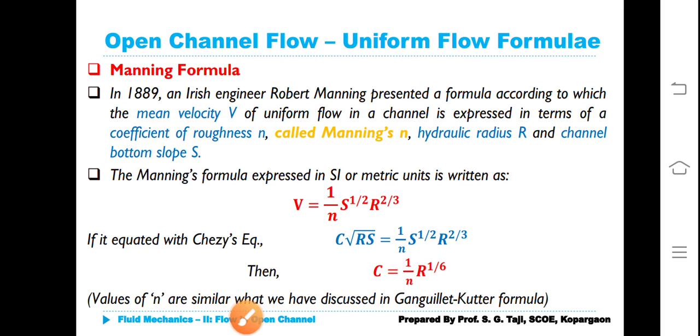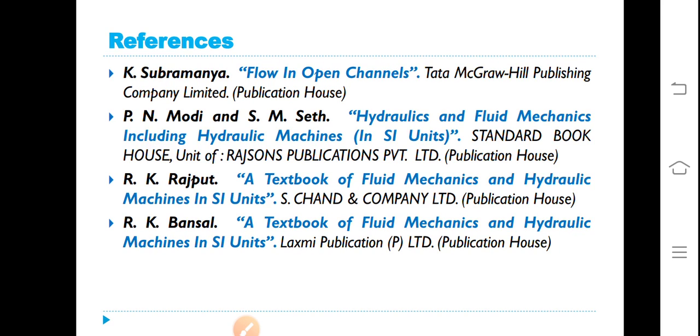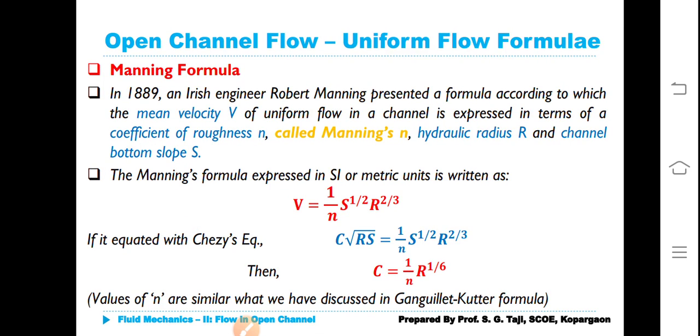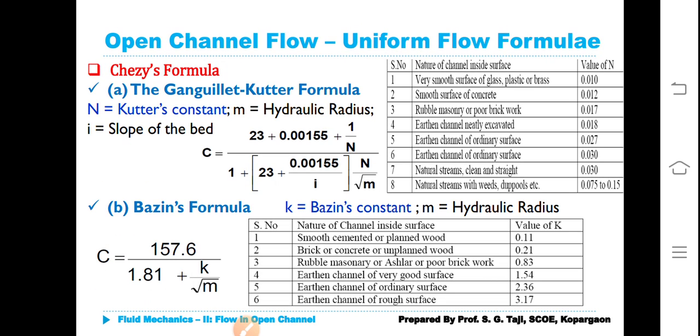The values of n, Manning's constant, are similar to what we have discussed in Kutter's formula. Separately we need not take that formula once again. We know that formula. If you want, you can refresh. Kutter's formula: C is equal to 23 plus 0.00155 over S plus 1 upon n, divided by 1 plus 23 plus 0.00155 over S, multiplied by n upon under the root small m.